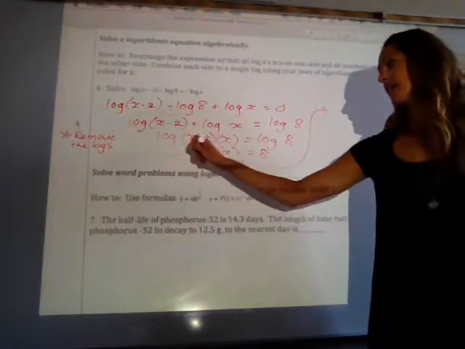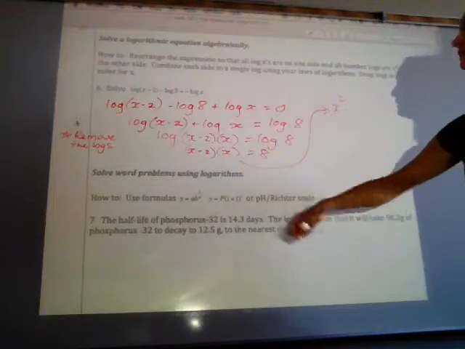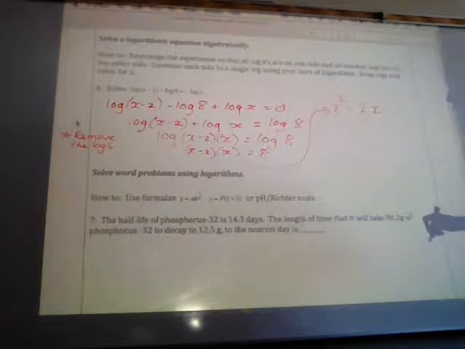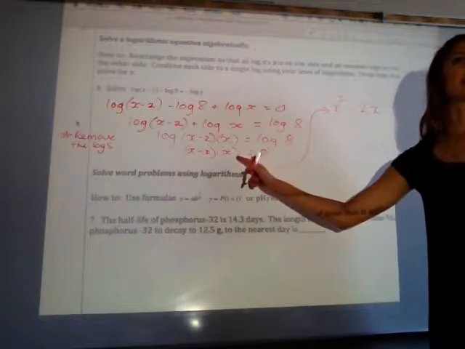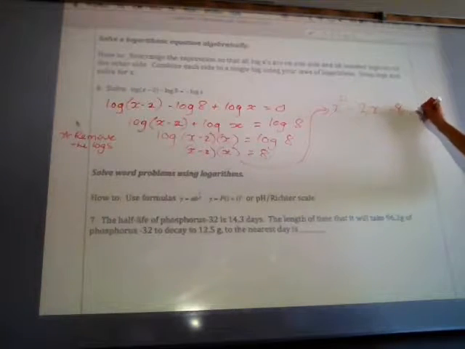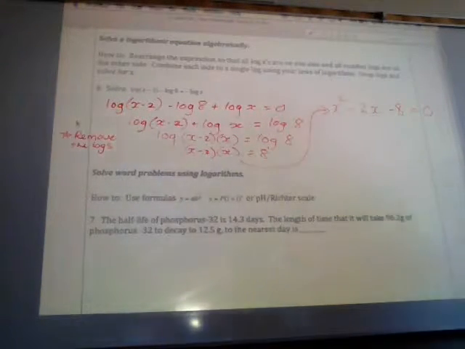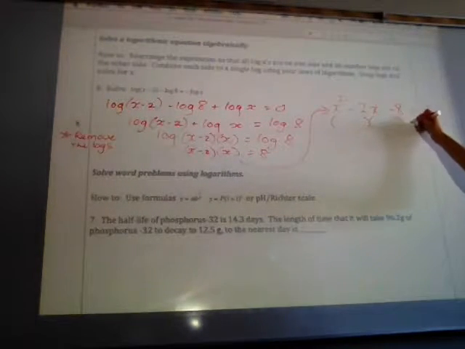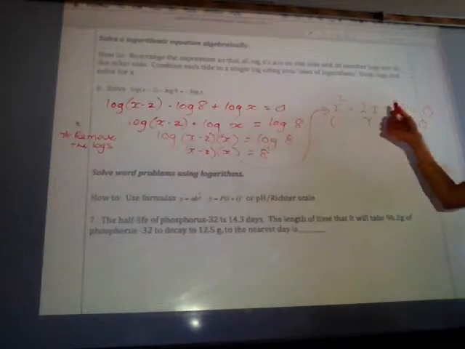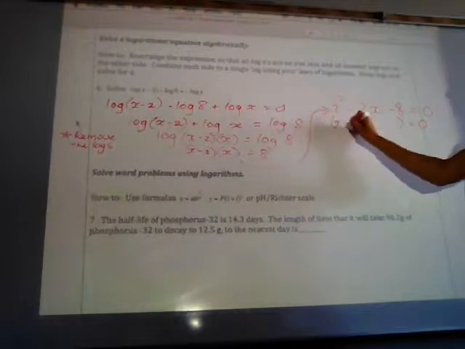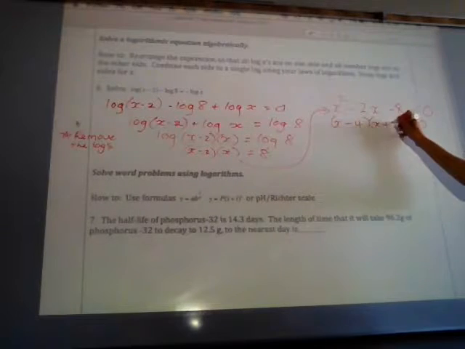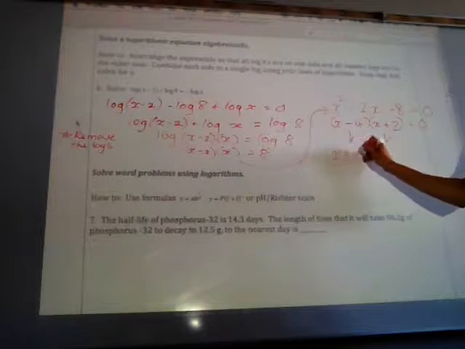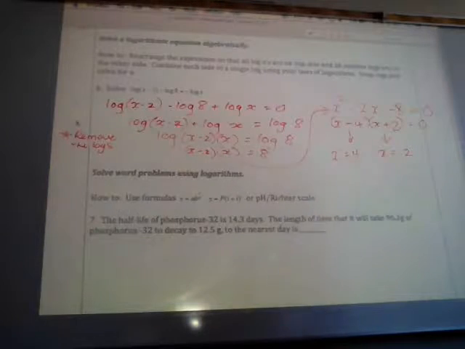So expanding the left-hand side, x times x is x squared. x times negative 2 is negative 2x. And I'm going to subtract this 8 to the left-hand side. So I have a quadratic equation, x squared minus 2x minus 8, which I can then factor and solve. Two numbers that multiply to negative 8 but add to negative 2: negative 4 and positive 2. So from our factors, x equals 4 and x equals negative 2.